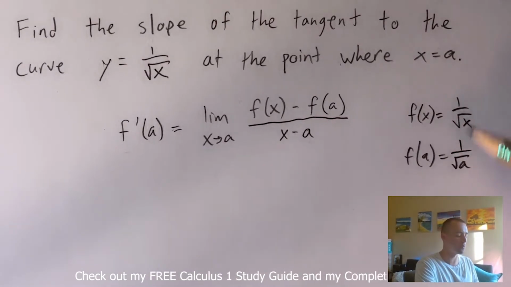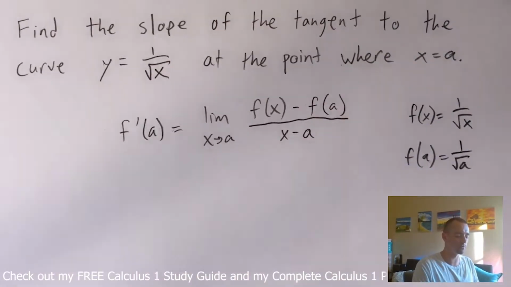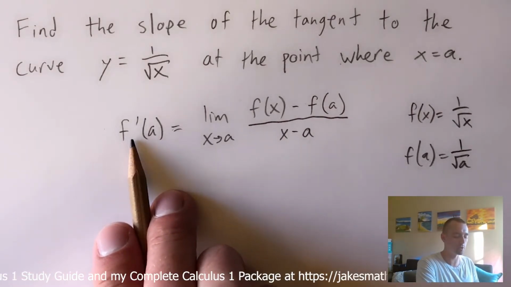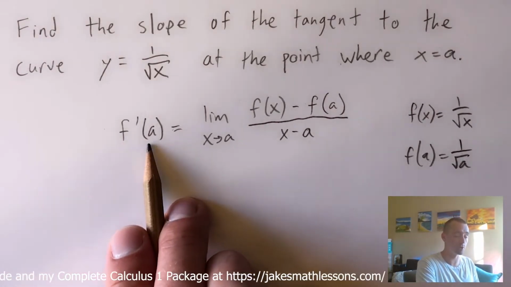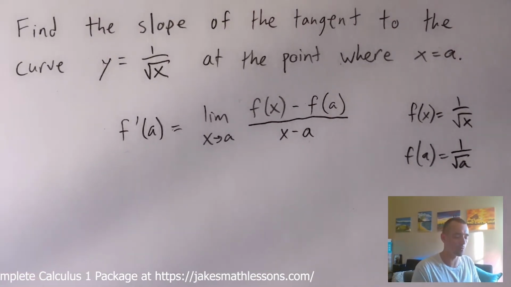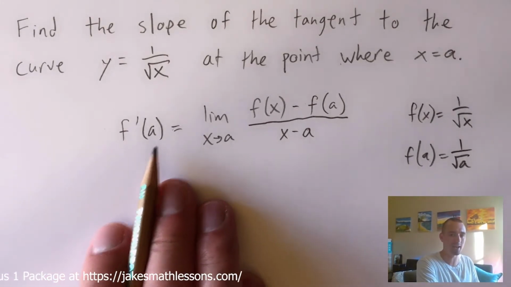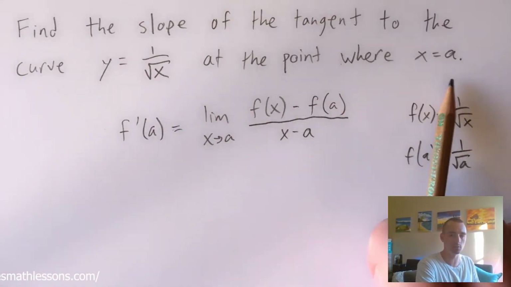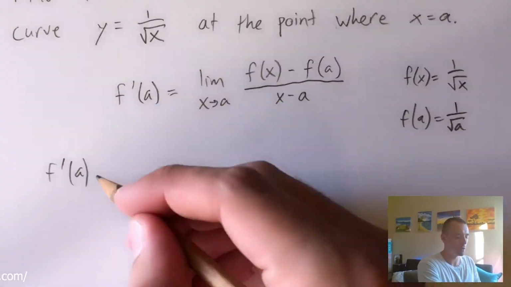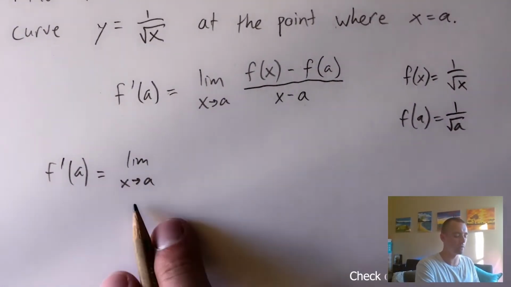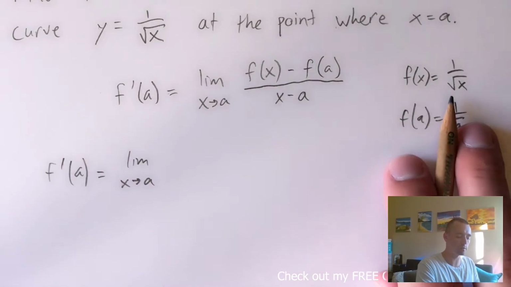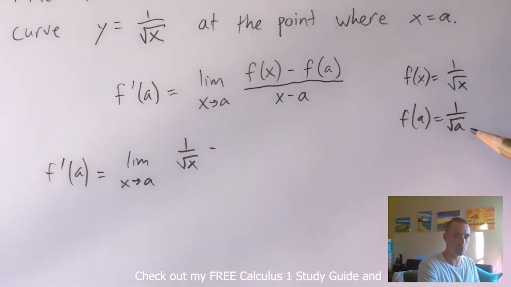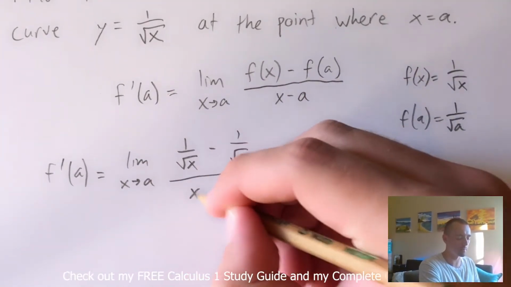So if we just take these two pieces and plug them into this formula, we'll be able to use that to find the derivative of our function at some a value, which, keep in mind, derivative just represents slope. So if we're finding the derivative of f at a, that is exactly what the slope of our tangent at x equals a means. So we're just going to be finding the limit as x goes to a of f of x, which is 1 over root x, minus f of a, which is 1 over root a, all over x minus a.